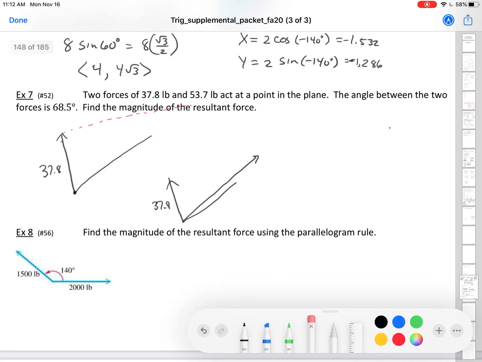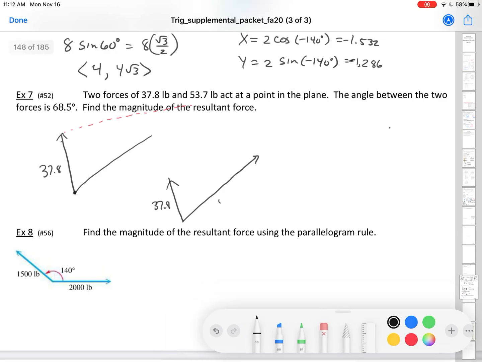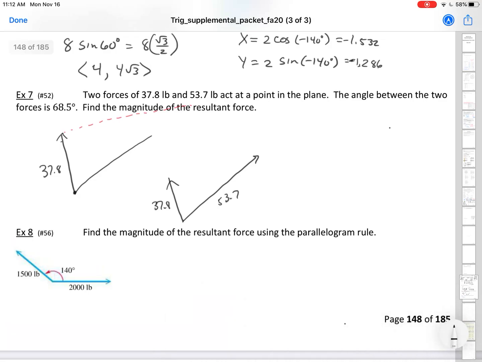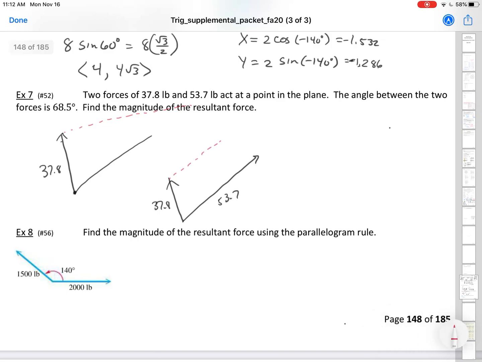Okay, this guy right here, the 53.7. And so I'm going to come in here, and in my red dotted line, I'm going to try to stay parallel to the 53.7. And then we're going to do the 37.8 line. It's absolutely not perfect, but it gets the general feeling. So remember, this is still 37.8, and this is 53.7, because you're drawing a parallelogram.